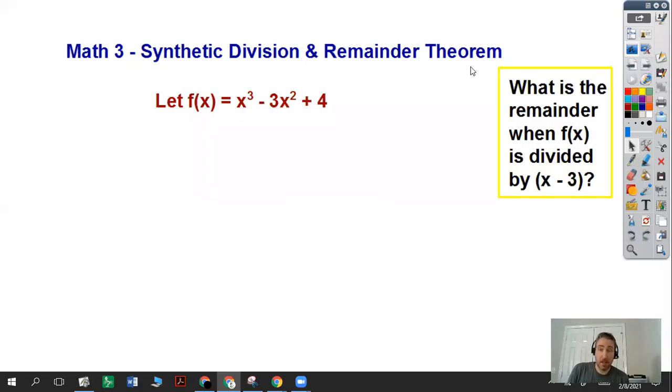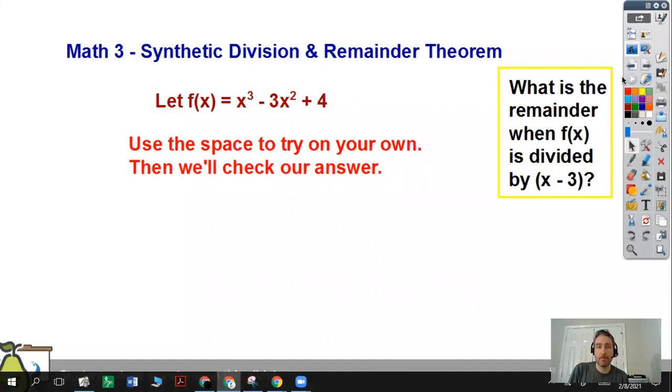All right, this lesson is going to tie into what we learned the last lesson, talking about synthetic division. And specifically, we're going to talk about remainders today and how those tie into other things with the functions. So let's first talk about what happens when we find the remainder for x to the third power minus 3x squared plus 4.